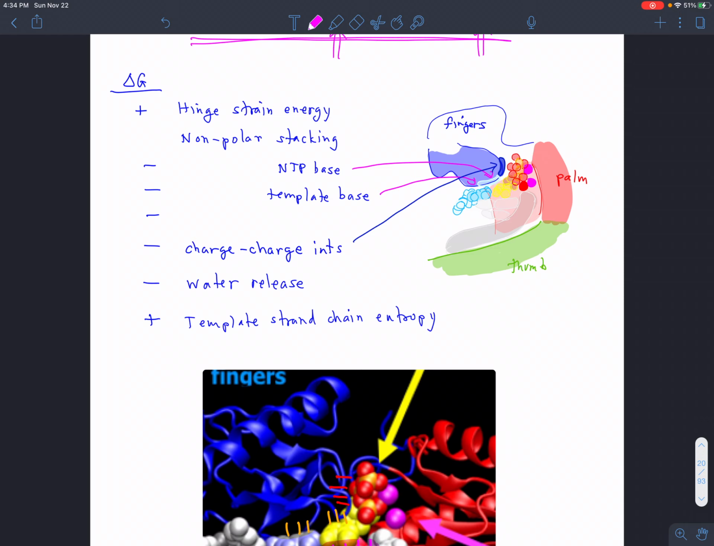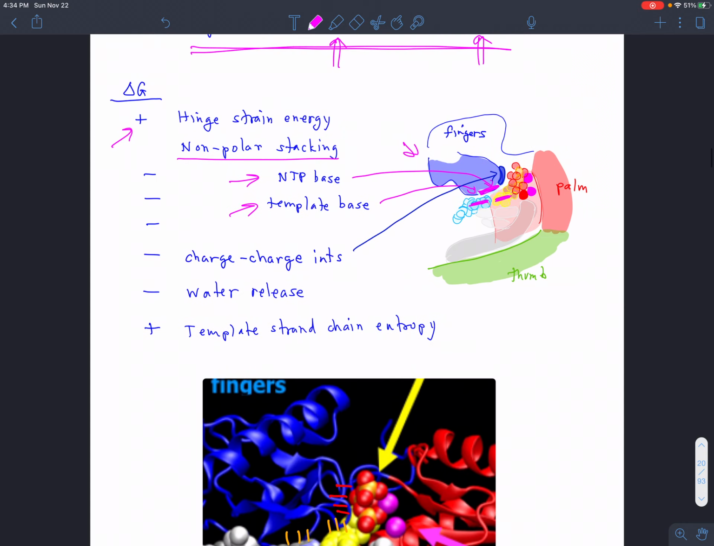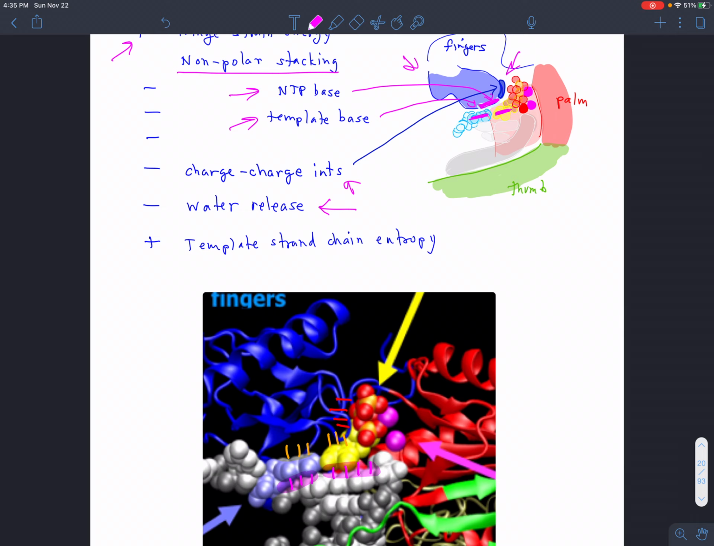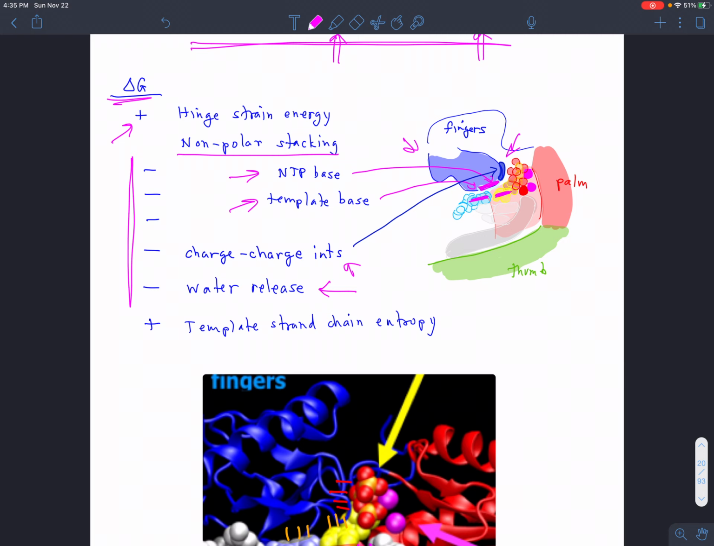What are the contributions in this case? Well, there's the hinge strain energy. I've talked about that. Then there's these nonpolar stacking interactions here with the NTP base and the template base. If you look at the crystal structures, there's stacking interactions with the NTP base, but also with the template base. It isn't just for the NTP base. There's the charge-charge interactions. I already talked about that between the fingers and the triphosphate. Probably there's some water release. That's probably favorable.